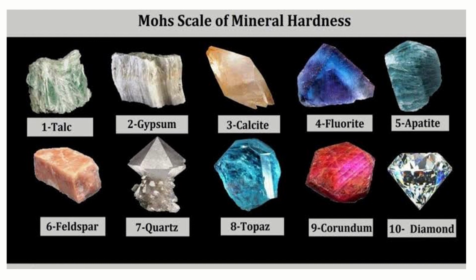Whereas on the other hand, number 10 is for diamonds. Diamonds are super hard and they cannot be easily destroyed. They cannot be easily broken up or crushed. So they are like the hardest mineral. So this Mohs scale of mineral hardness shows us how hard or soft a mineral is.